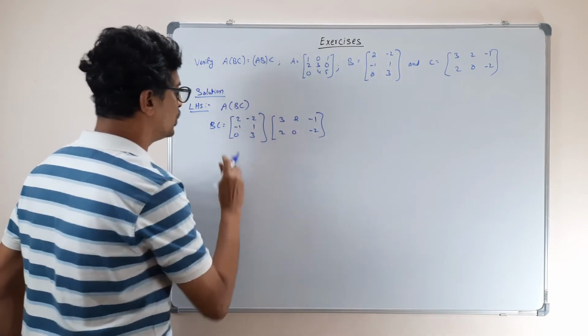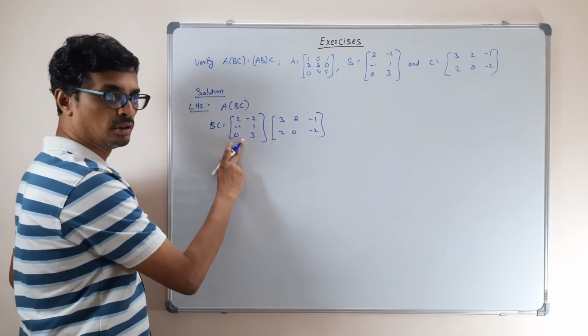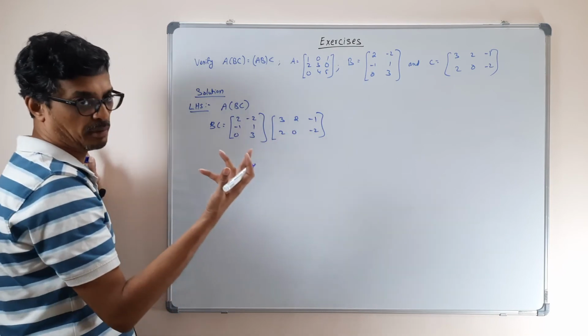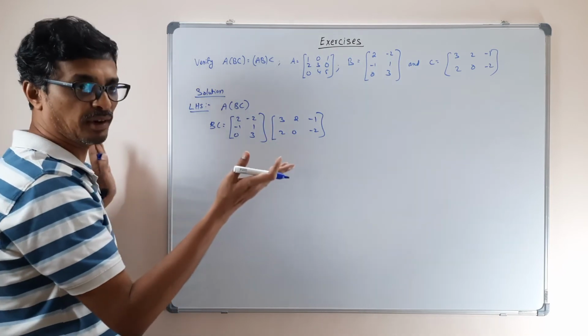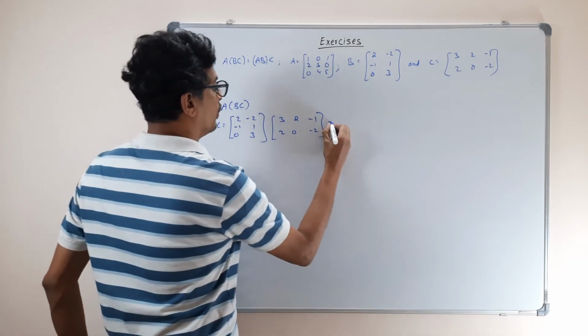Can we multiply them both? This is 3 cross 2. This is 2 cross 3. You can multiply. So, you will get a 3 cross 3 matrix. So, tell me what it will be.